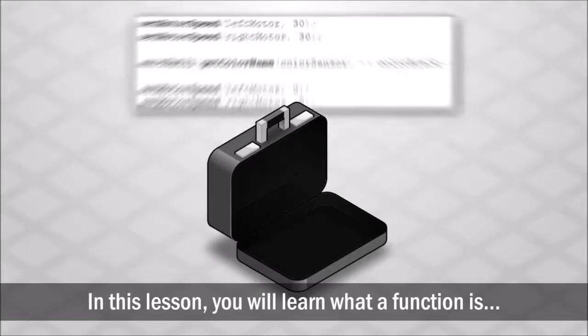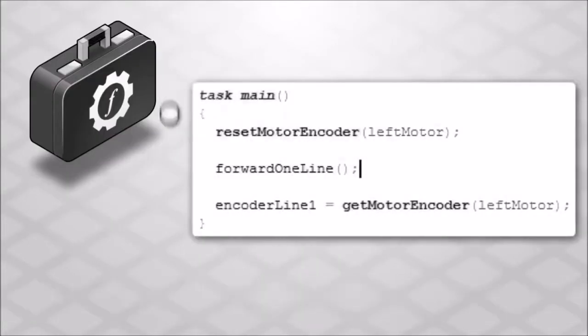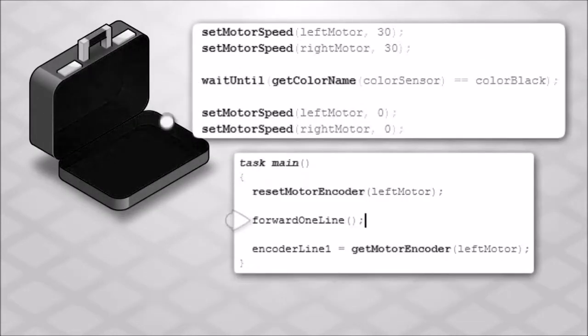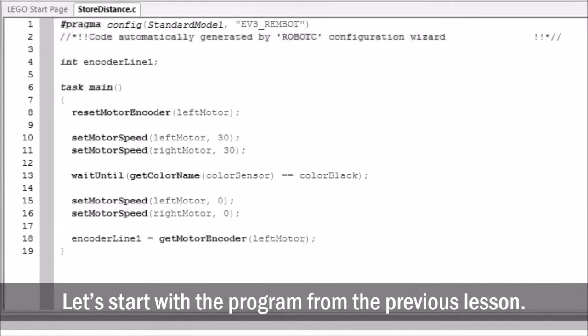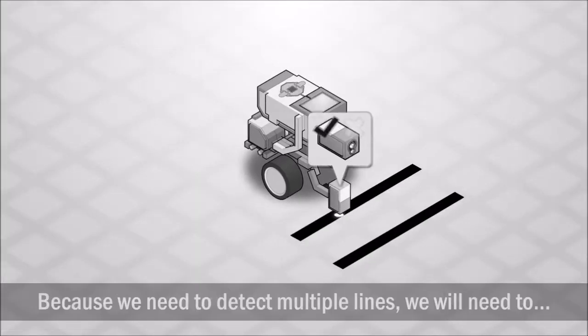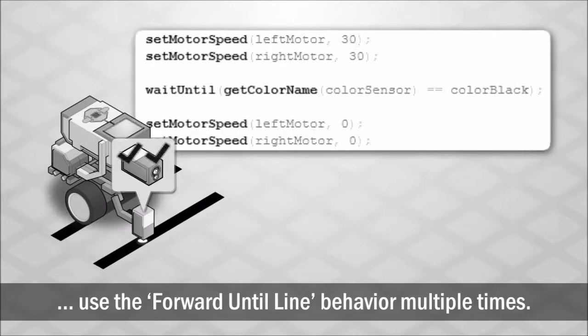In this lesson, you will learn what a function is, and then create one to reuse the forward until line code. Let's start with the program from the previous lesson. Because we need to detect multiple lines, we will need to use the forward until line behavior multiple times.